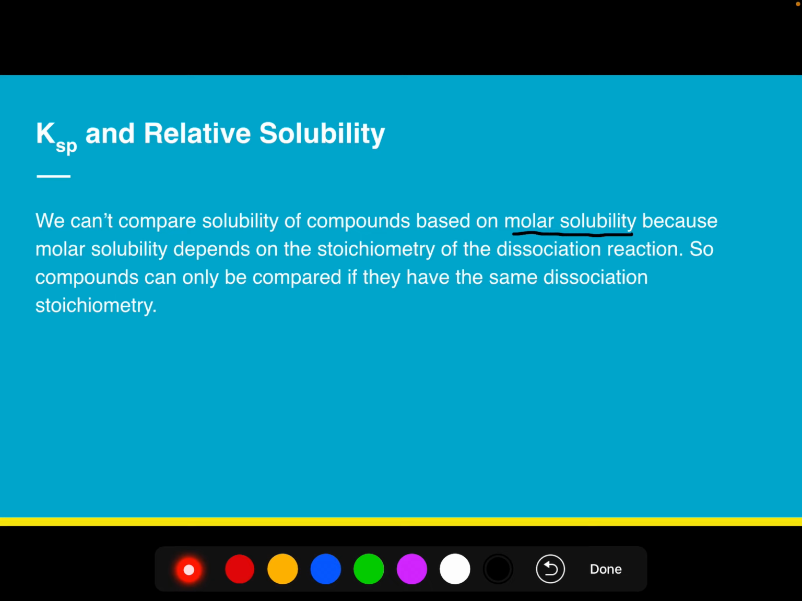So you can't compare molar solubilities. The only way you can compare molar solubilities to figure out which one is more soluble is if they have the same dissociation stoichiometry. So if they each make 2 ions, or they each make 3 ions. Otherwise, you can't compare them. You'll just want to stick with the Ksp values.